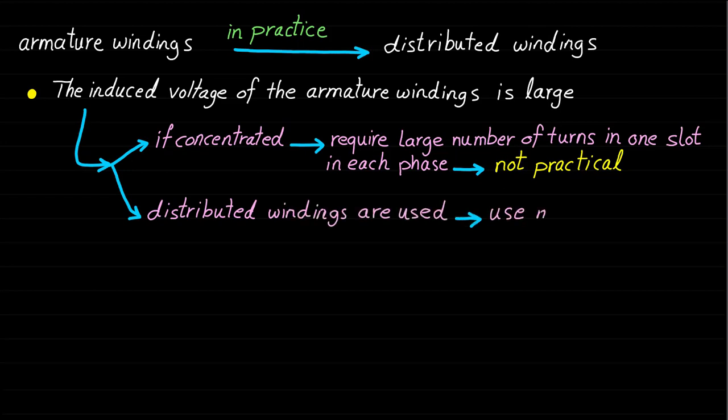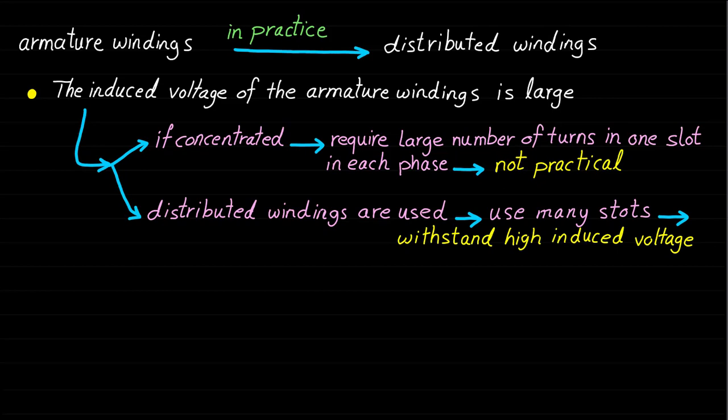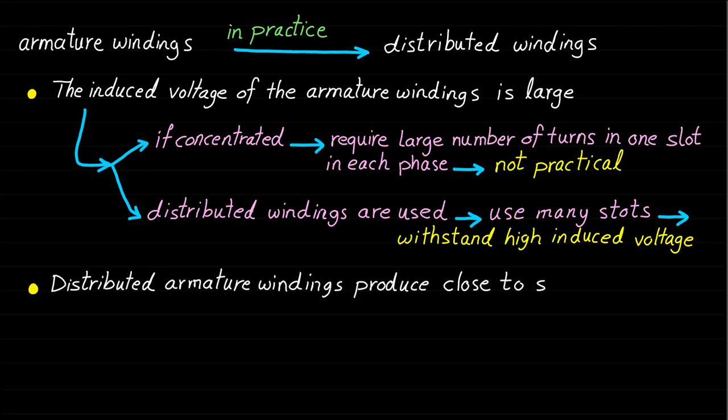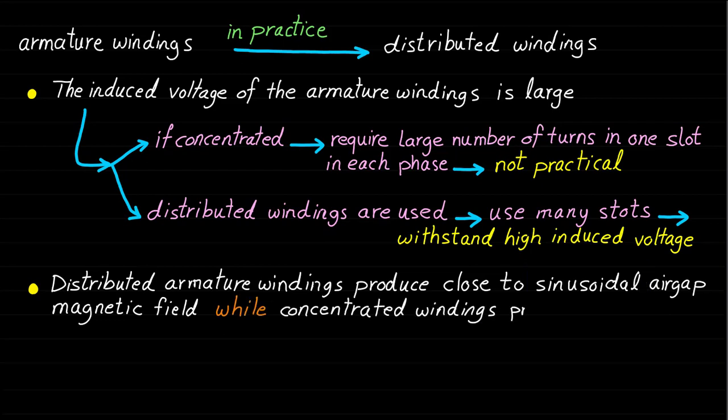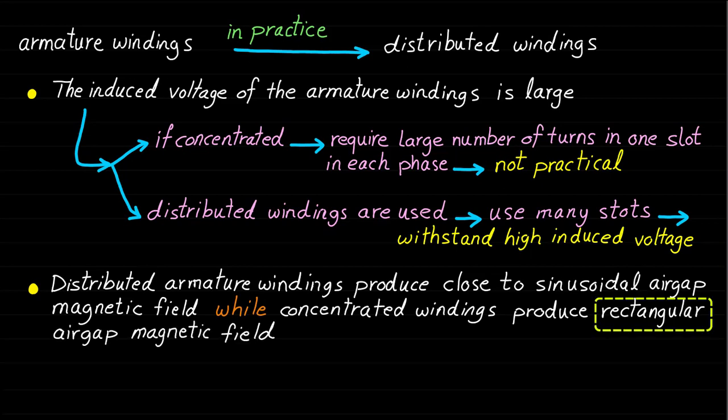The distributed windings use many slots to accommodate many coils of each phase and are therefore able to build a machine that can withstand high induced voltage. The second important reason for using distributed windings is that the distributed armature windings produce a magnetic field distribution in the air gap close to a sinusoidal waveform, while the concentrated armature windings produce a rectangular magnetic field distribution in the air gap. Let's give some idea about this point.